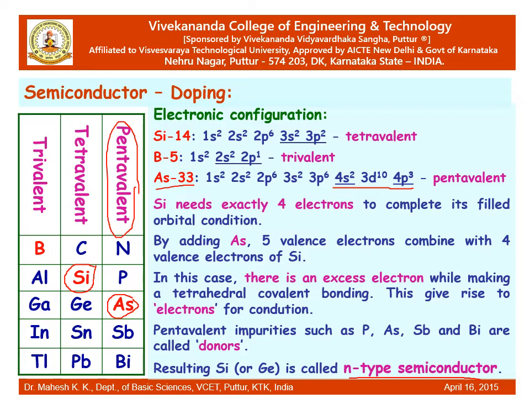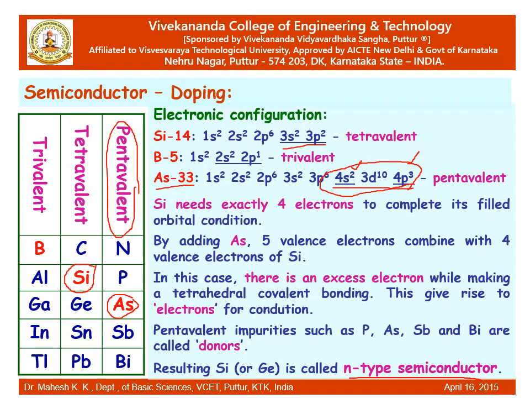That means there are 2 plus 3 valence electrons there. As we know, silicon needs exactly 4 electrons to complete the orbital. So the 5 valence electrons of arsenic combine with the valence electrons of silicon, and we are left with one excess electron. So by adding arsenic, we have an excess of electrons.